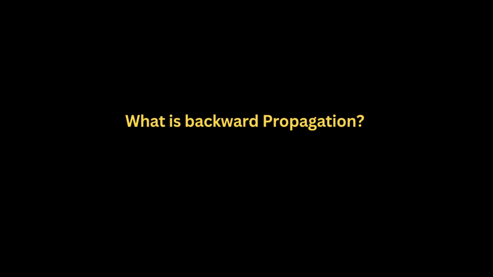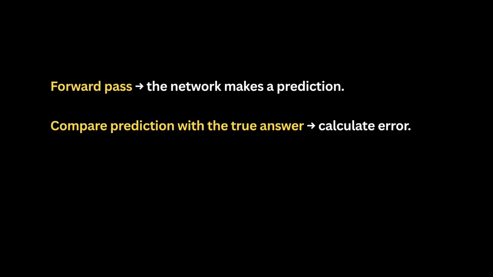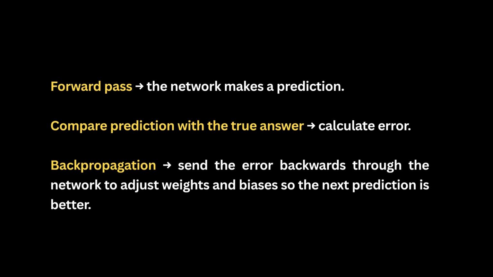So what is backward propagation? If we simplify it, we have a forward pass. Forward pass means the network makes a prediction. First the network, or the algorithm, makes a prediction. Now compare that prediction with the true answer, and the difference will be the error that we need to correct. Until the last video, we were calculating the actual error that we need to reduce so that our model can provide us the correct answer.